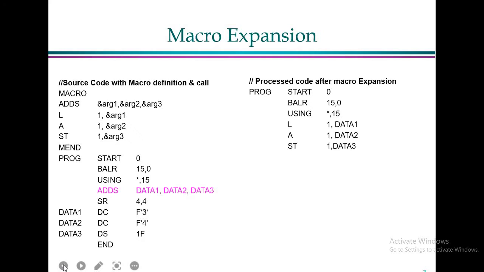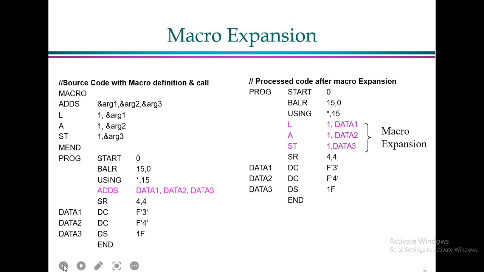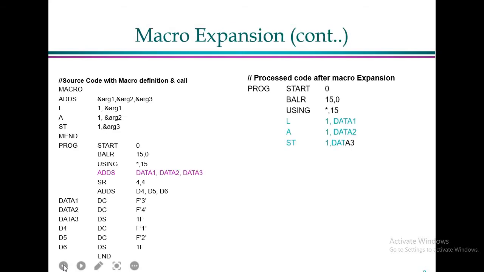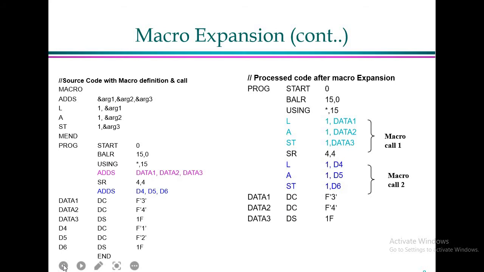LAST, and this data 1, data 2 and data 3. This is nothing but the actual parameters that you have to pass. So argument 1 is equal to data 1, argument 2 is equal to data 2 and argument 3 is equal to data 3 that you have to write down. And the rest of the things you have to write down as it is. So this is nothing but the macro expansion. This is the second example of macro expansion. If you want a detailed explanation, then you can refer to the previous video, that is macro part 1.